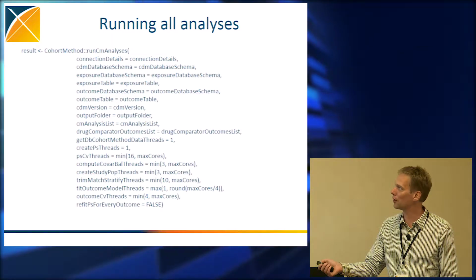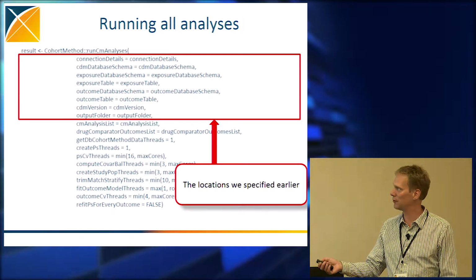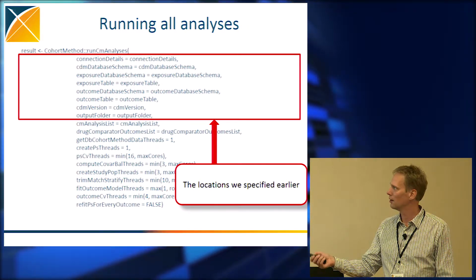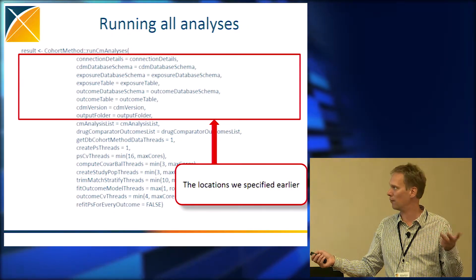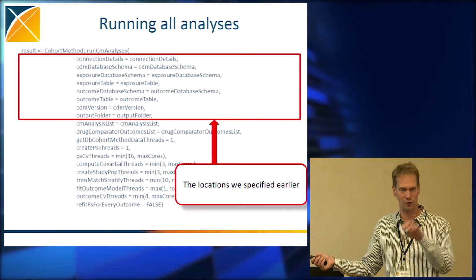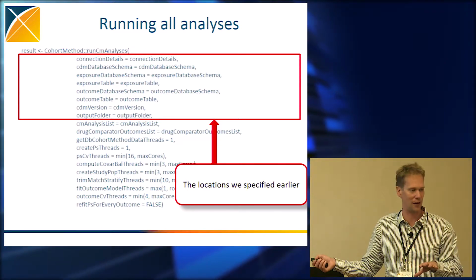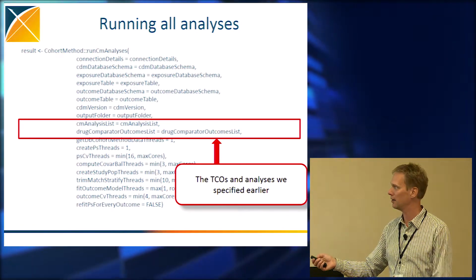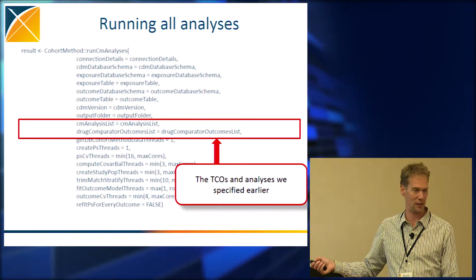And then we call this function that's actually going to do the work, called runCmAnalyses. What you need to feed it is, first of all, you need to specify how to connect to the database, what the schema is for your CDM, where the cohorts live. You need to have an output folder, something on the local file system where all the end result files and all the intermediate files are going to be saved. So that's something you need to specify. Then here are the two things we just talked about, the list of analyses and the list of TCOs.